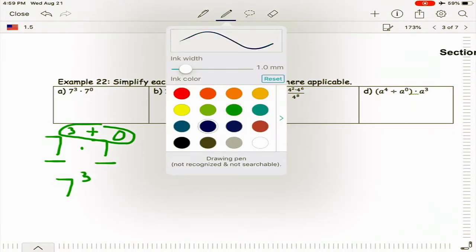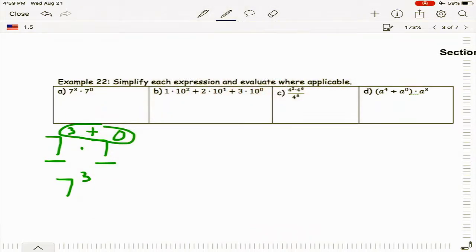Another way you can solve it now is 7 to the 3rd power times 7 to the 0 power. 7 to the 0 power just means 1. So then 7 to the 3rd times 1 is just 7 to the 3rd, right? Any number times 1 is the same exact number. So 7 to the 3rd power times 1 is just 7 to the 3rd power. I get the same answer. So here you can use either method.